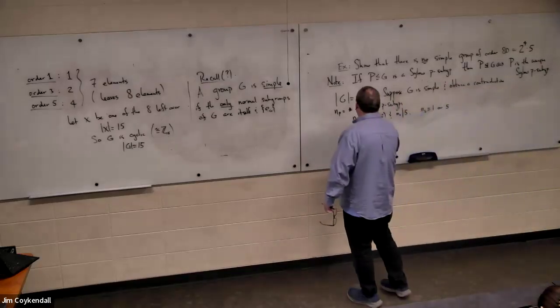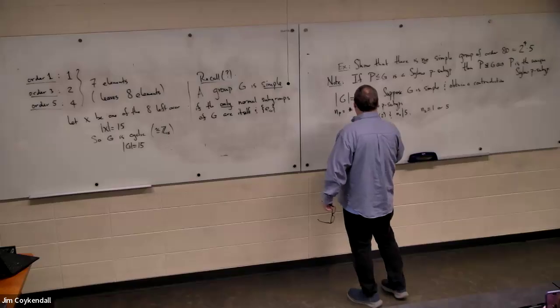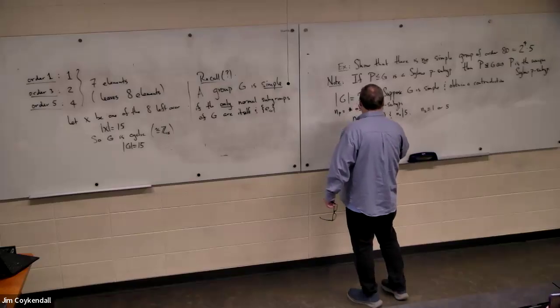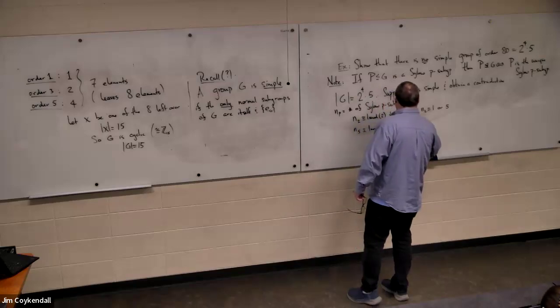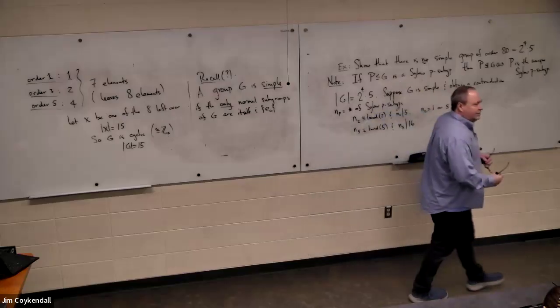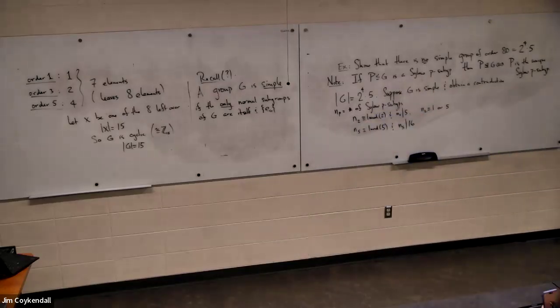How about this? In this case, the number of Sylow 5 subgroups has to be congruent to 1 mod 5, and it has to divide what's left over, which is 16. Can you explain where the 16 came from again? Right, this is p to the a times m. So it's going to be 1 mod 5, and it has to divide m, what's left over from the power of 5, which is 16.